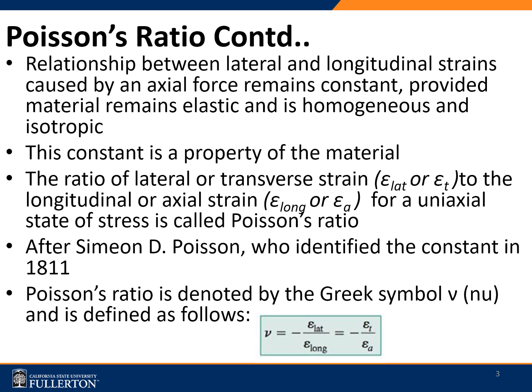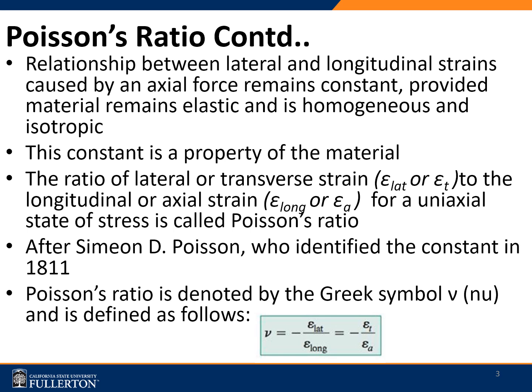As long as the material is elastic and homogeneous, we could relate these two strains. The ratio of the lateral strain over the longitudinal strain is what we call the Poisson's ratio, which is a constant and which is a property of the material. This constant was first identified by Simeon de Poisson in 1811. Poisson's ratio is denoted by the Greek symbol nu.